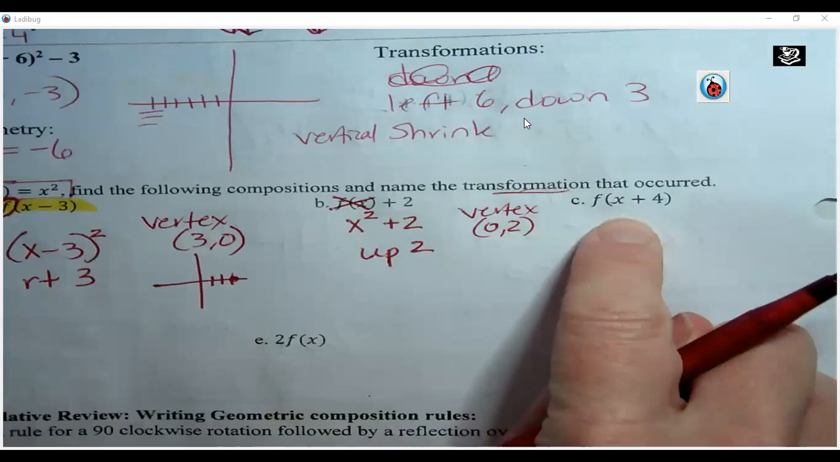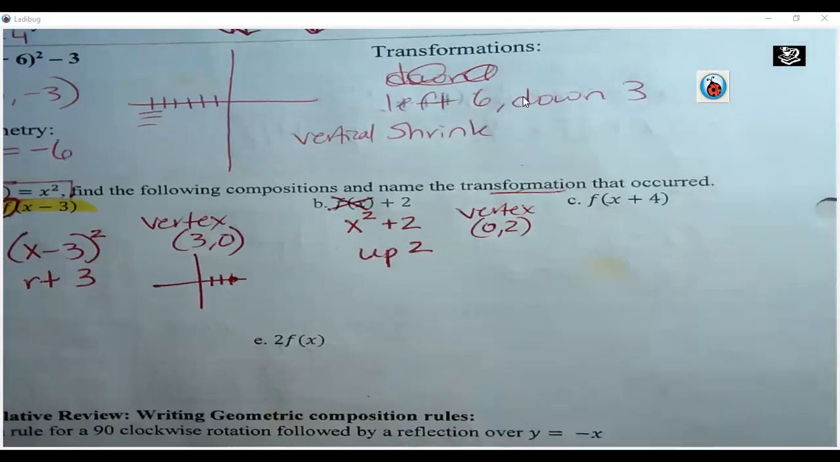I have a question. Yeah, go ahead. So if it's within the parentheses, does that mean it moves with x? And then when it's outside of the parentheses, it moves with y? Yes, yes.